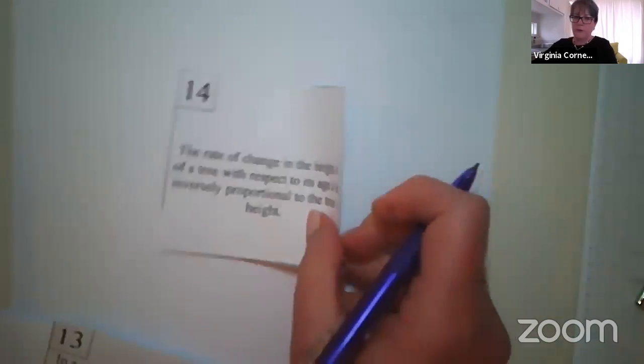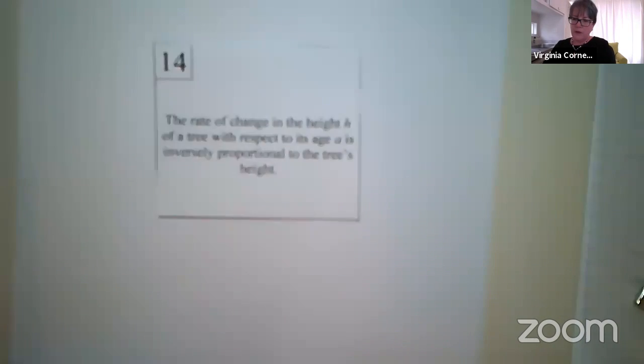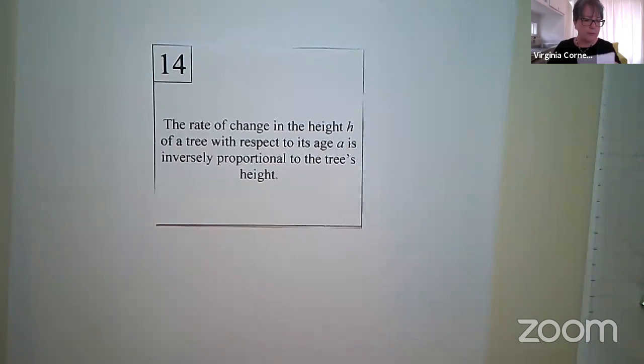Here's one for you to do on your own. It is not as hard as that farmer problem. Well, it's not as long anyway, but also not as hard. This one says the rate of change in the height h of a tree with respect to its age a is inversely proportional to the tree's height.